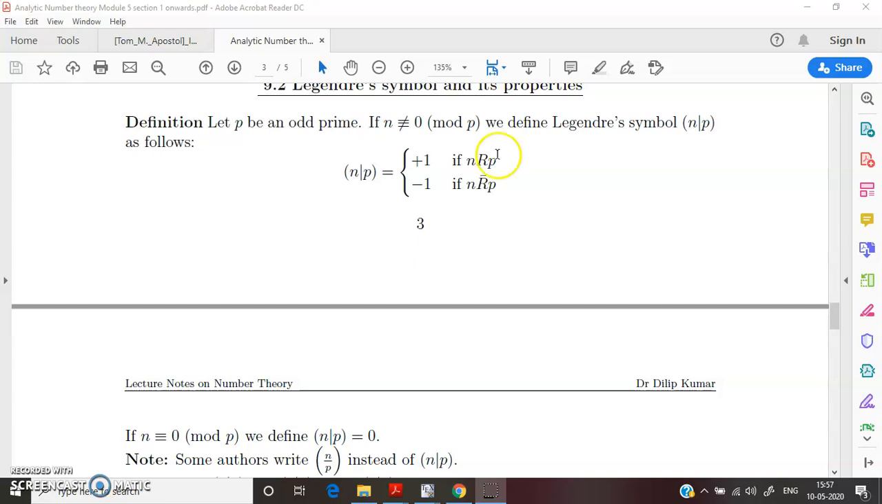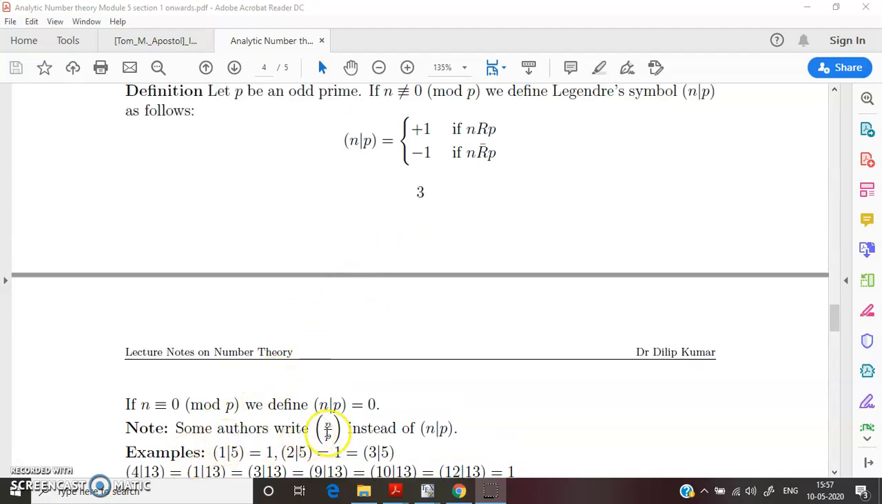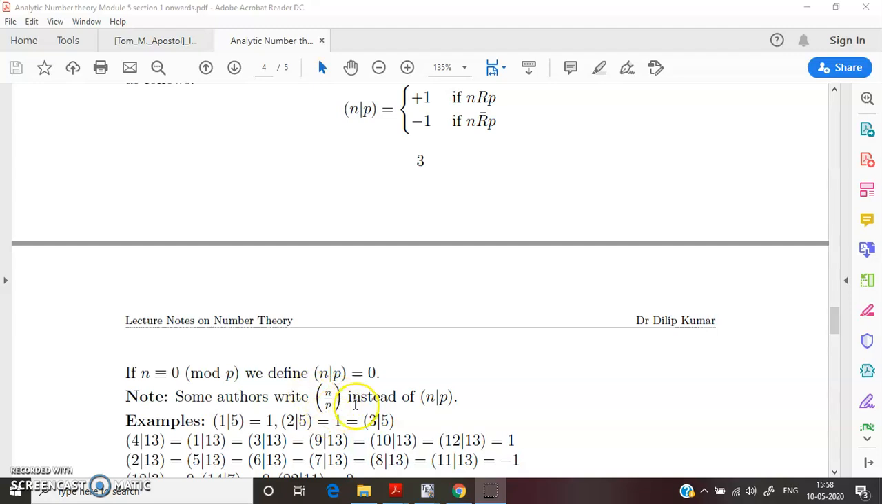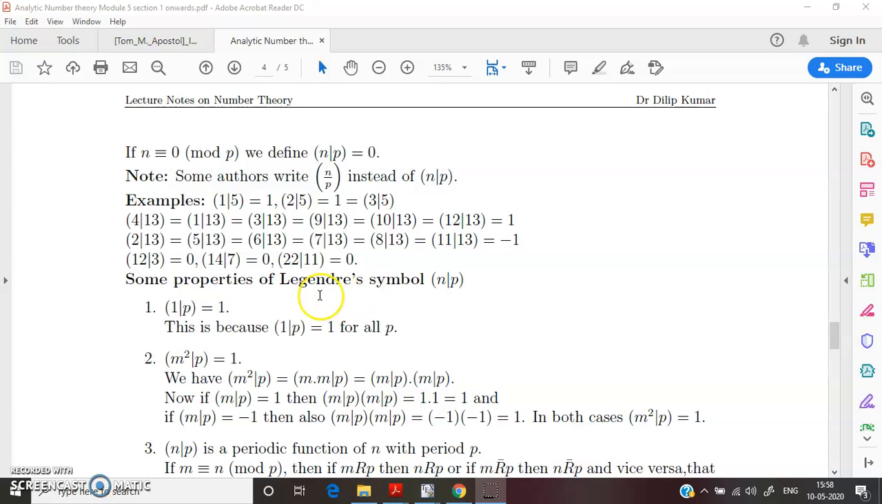Now we will see some examples. Before that, some authors use n by p to write n over p, and others write n divides p in this form. We will prefer this form because it is given in the textbook throughout. Next, we will be discussing some examples of this Legendre symbol.